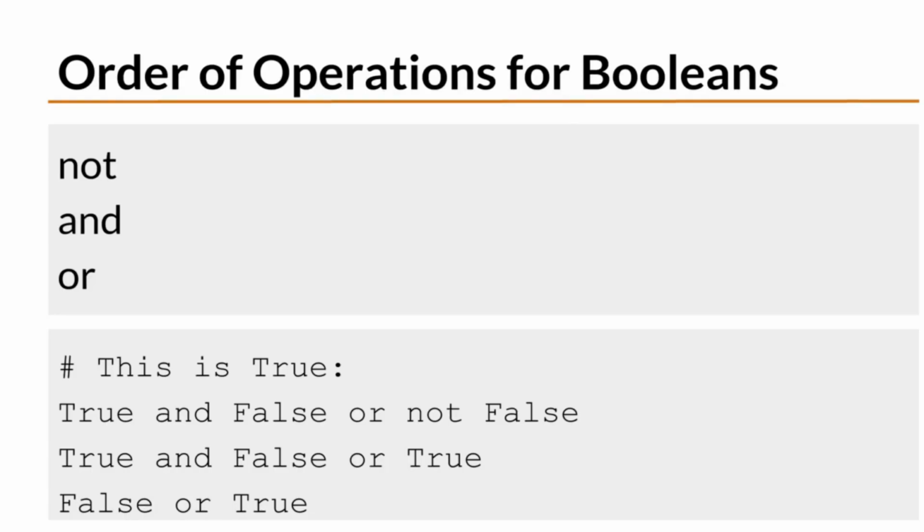The order of operations for Boolean operators is not, and, or. For example, true and false or not false is true. First, not false is evaluated and it's true. Next, true and false is evaluated and it is false. Finally, false or true is evaluated and that is true.